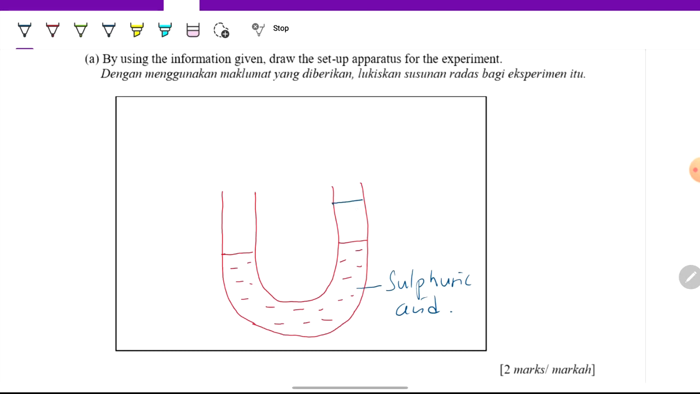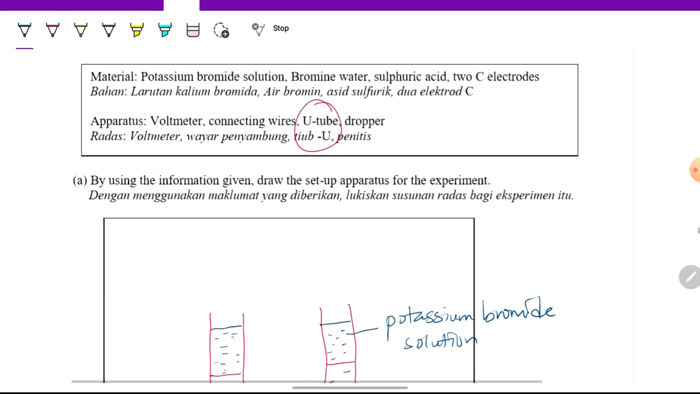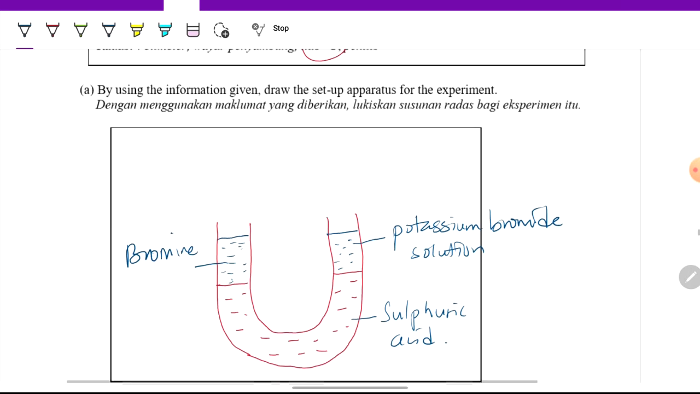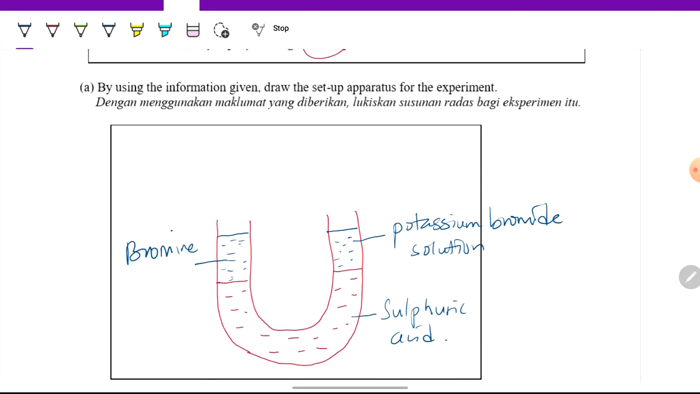Okay, then you put in either side. Let's say on this side you put potassium bromide solution. Then on the other side you put bromine. Is it bromine? Let me check. Bromine. Maybe no reaction. Okay, never mind. Later on, maybe we'll get some other question.